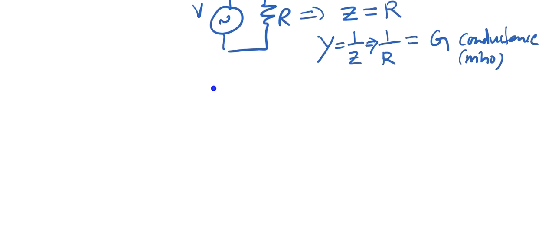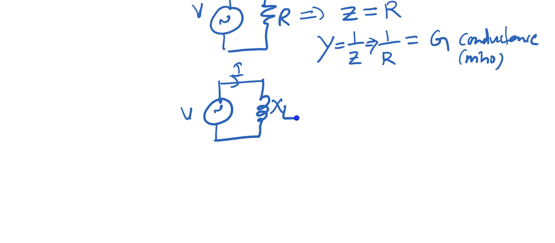Suppose I have a network with an inductor, with V and I. You know the inductor has a reactance part, and that reactance I can write as XL, isn't it? You have already gone through this concept. XL is the reactance of the inductor. This is also a kind of impedance, so Z is equal to XL.